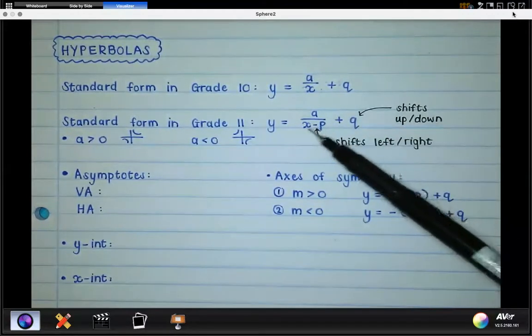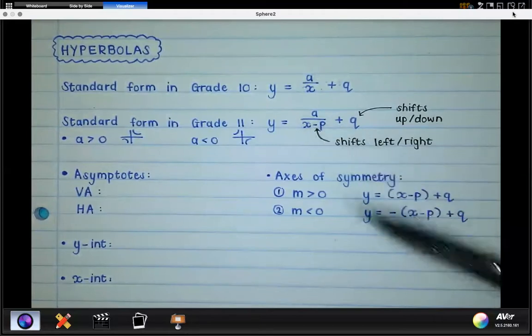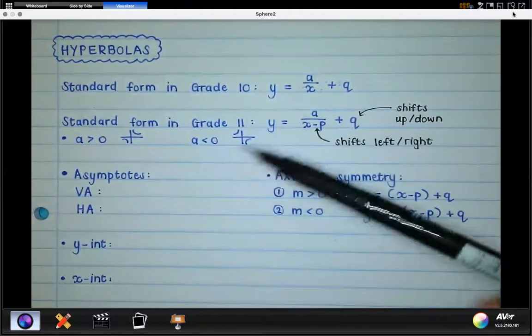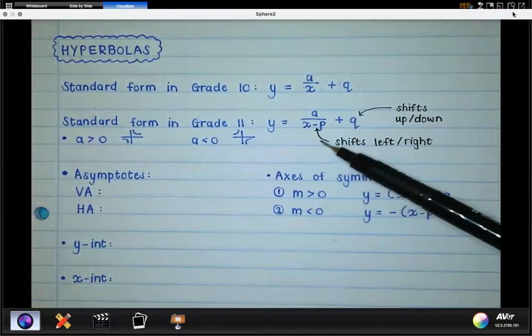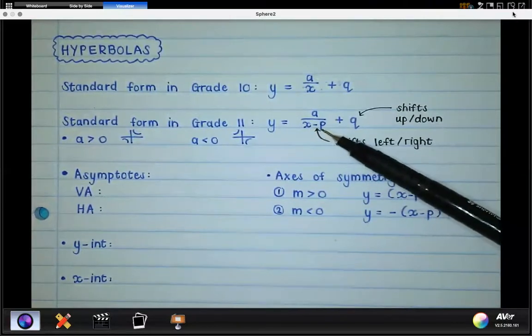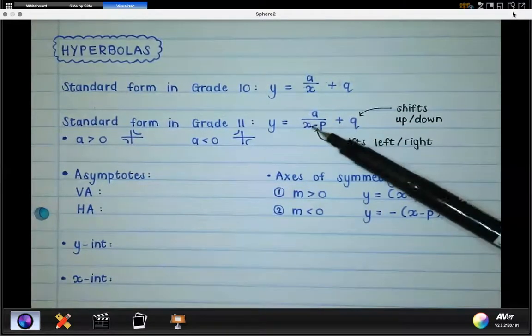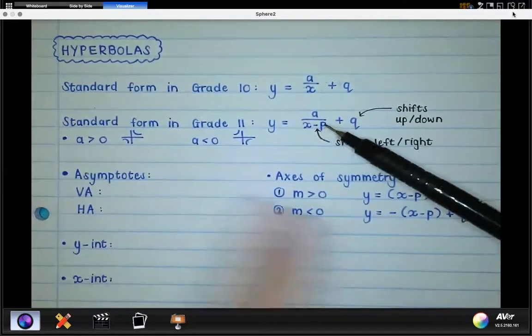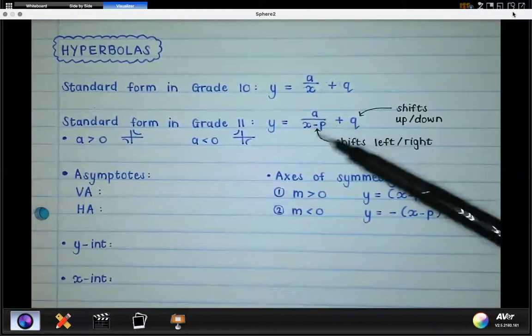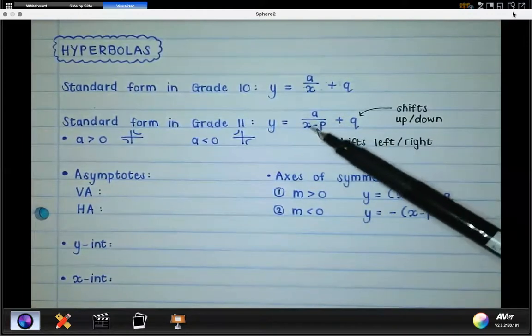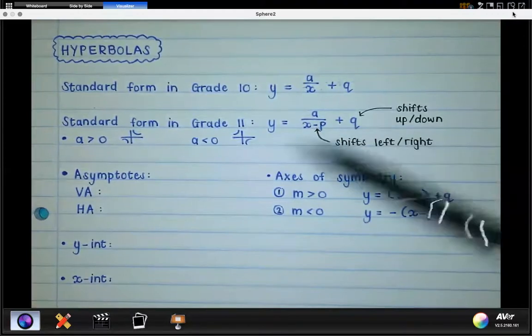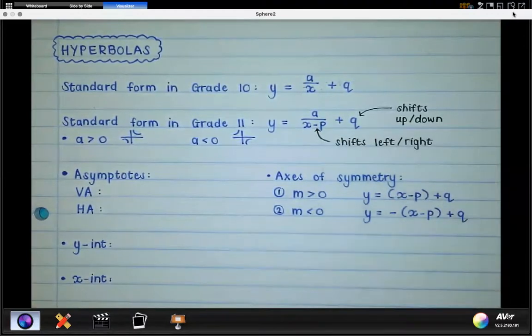But now the x minus p, just like when we did horizontal shifts with trig graphs and with parabolas: if you have an x minus 1, you are going to shift 1 unit to the right. If you have an x plus 1, you're going to shift 1 unit to the left. So just like with the other graphs that we've done so far, the sign in your equation is opposite to the direction of the shift.